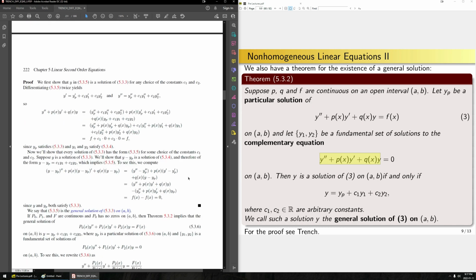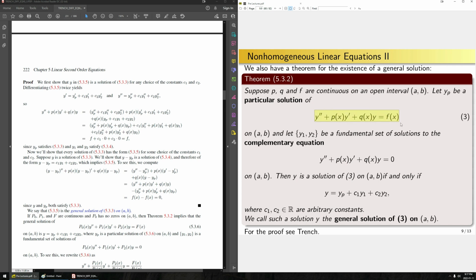Now, the other direction is where you have to be a little bit more clever. Okay, so there I'm saying if y is a solution to 3 on AB, then y has to be able to be written in this form here, where y sub p is just some particular solution. We don't have a super nice way to identify these y sub p's. In general, there is none. So we're kind of stuck with working with an arbitrary function y that solves this.